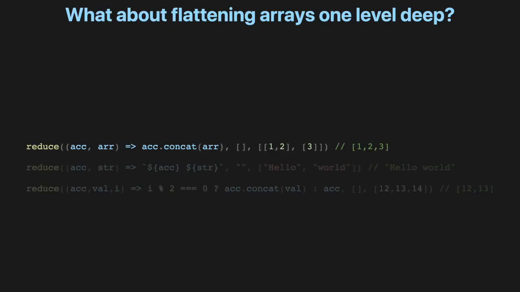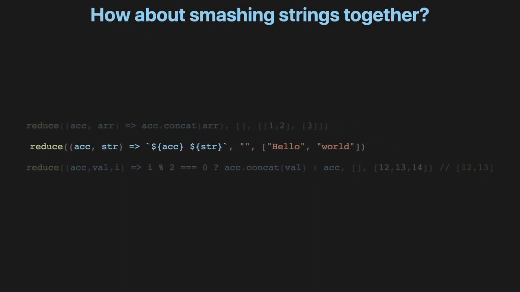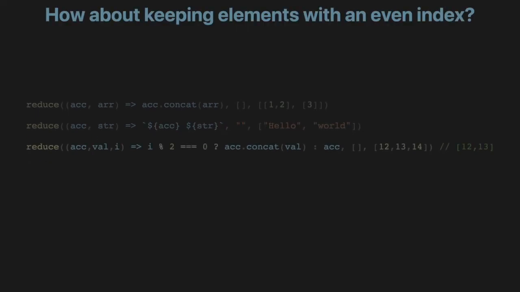So we could use our reduce function for flattening arrays, one level deep. We could use it to implement a kind of naive join for strings. And then there's this example down here where we're keeping elements with an even index, where we actually use the index of the current item that we're on. So that's an example of maybe why you would want to do that.